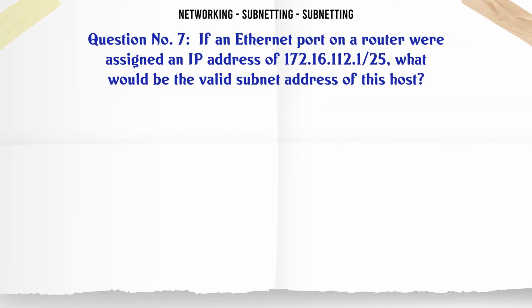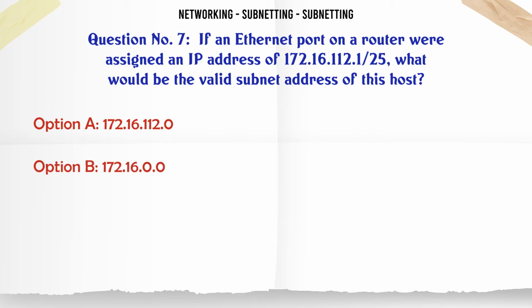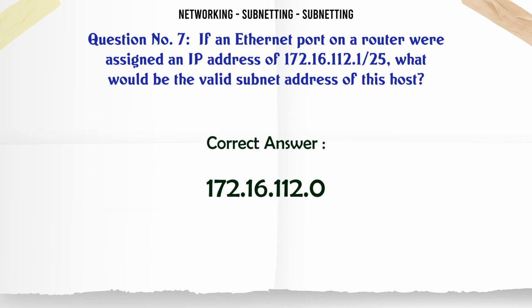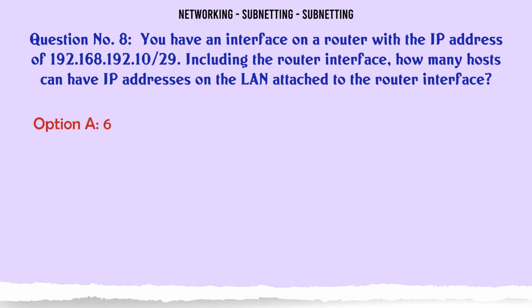If an Ethernet port on a router were assigned an IP address of 172.16.112.125, what would be the valid subnet address of this host? A. 172.16.112.0, B. 172.16.0.0, C. 172.16.96.0, D. 172.16.255.0. The correct answer is 172.16.112.0.